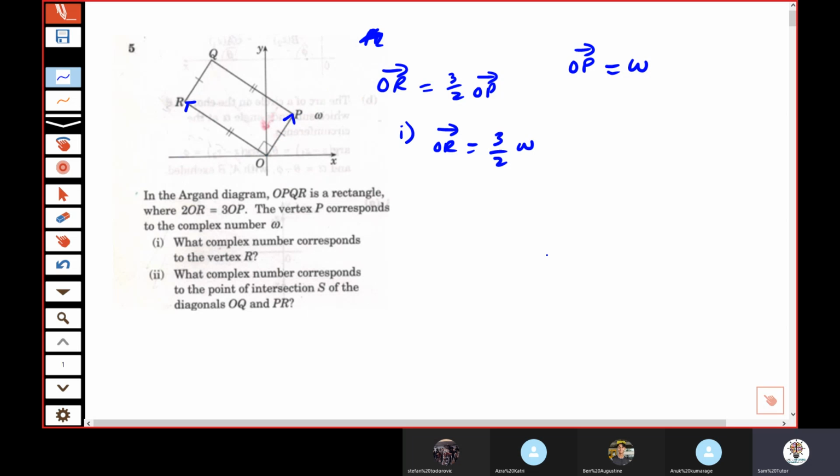What was the rotation thing? r cis theta. We just did r. Where's my cis? Pi on 2, 90 degrees. And what you want to remember is cis 90 degrees is always going to be i. So whenever you're rotating by 90 degrees, you can just multiply by i. If you're rotating the other way, clockwise, it's negative i. So the answer we're looking for is 3/2 omega i. See how tempting it was to just go, oh yeah, vector OP is omega, so therefore 3/2 omega? No, careful. It's rotated.